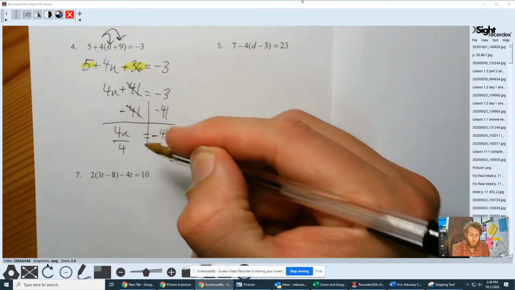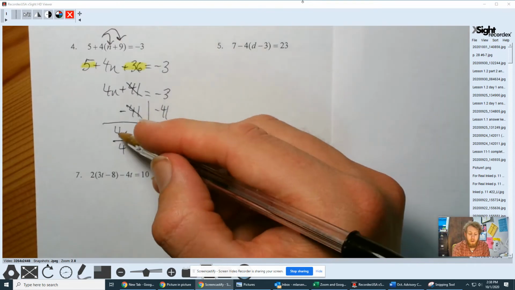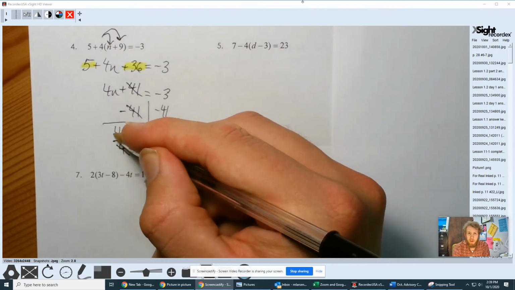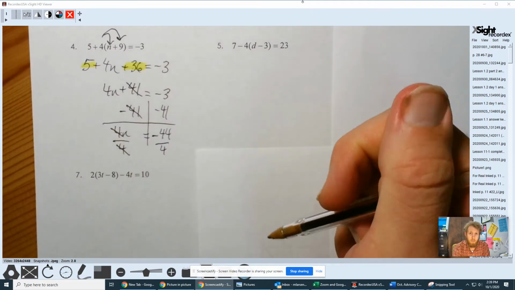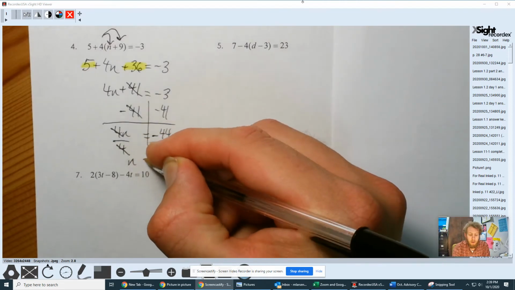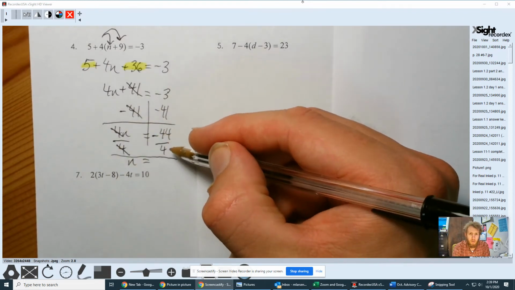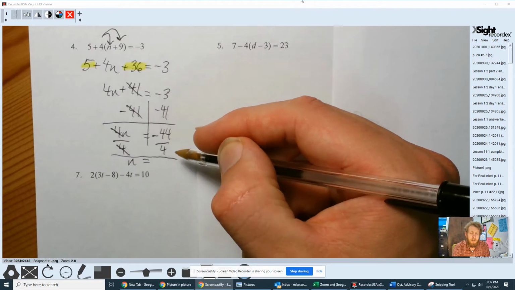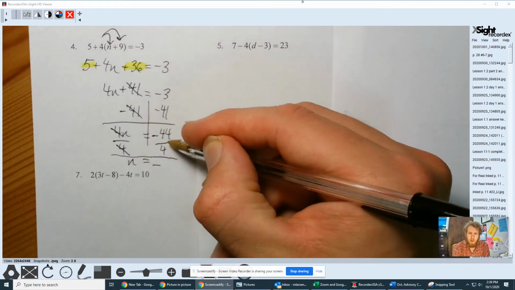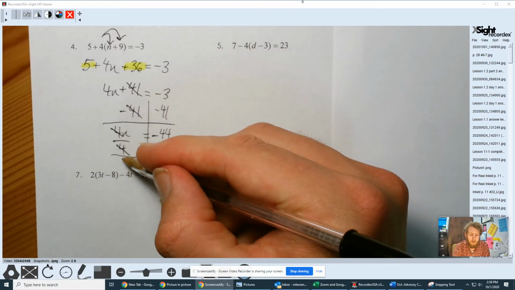The nice thing is now I can just quickly go through and I can show what will happen to the rest of it. 4 gets divided on both sides. So I cross off the 4's on the left side because 4 divided by 4 is 1. N is the only term left over. And make the line to show I'm ready to finish. Negative 44 divided by 4 is going to be a negative number because I have a negative on top and a positive below. 44 divided by 4 is 11. So negative 44 divided by 4 must be negative 11.